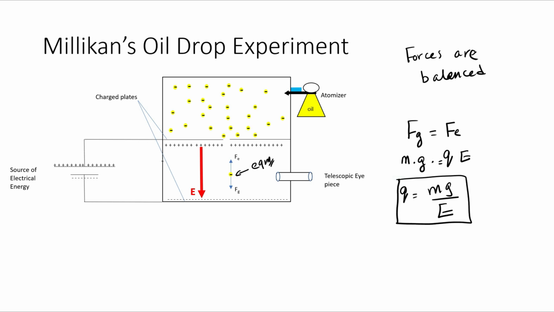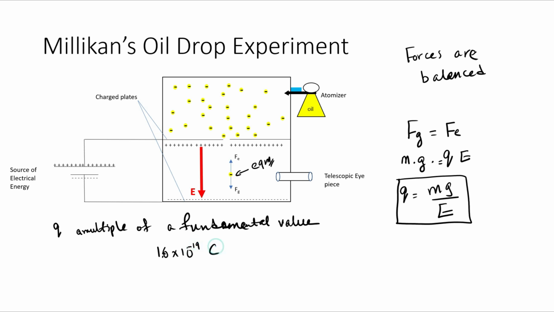Every time Robert Millikan did the calculations, he found Q to be a multiple of a fundamental value, which is 1.6 times 10 to the power of negative 19 coulombs.